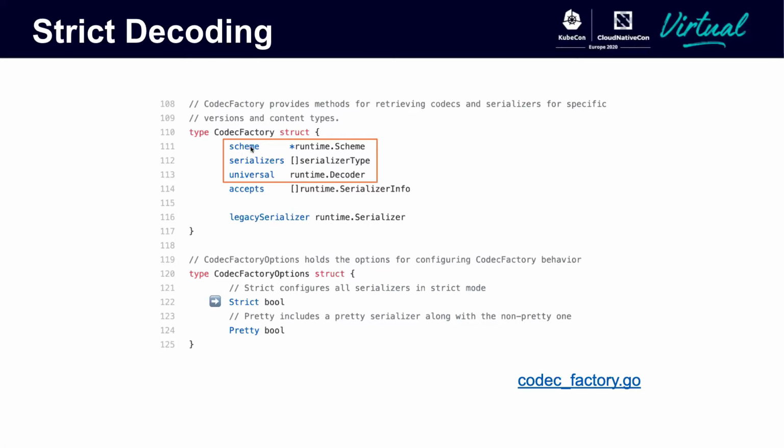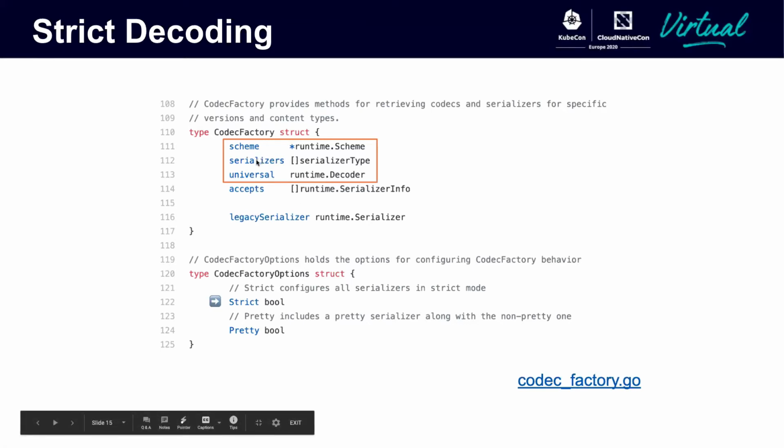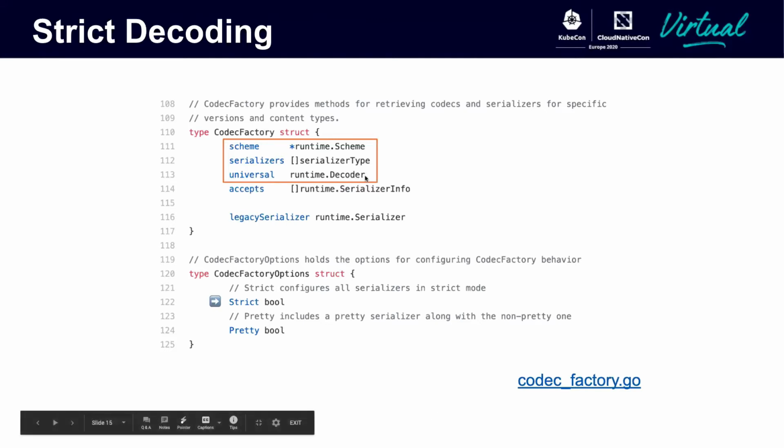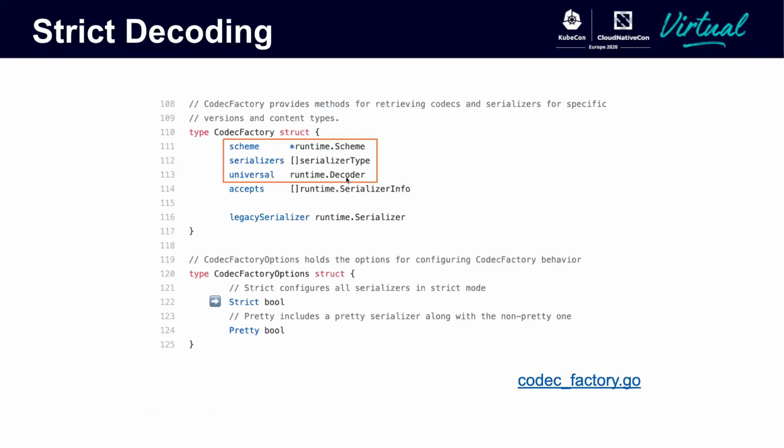Now, you can see here in the Codec Factory, it has a scheme, it has serializers, and it has a universal decoder. There are a lot of things to it, but on a high level, with a serializer or deserializing, what we do in our case is convert from a wire format, a YAML file, into a memory representation, which is a Go struct. Then we take the decoder and take the Go struct and map it to an internal or any external version, doesn't really matter. This is where the actual conversion between the versions happens.